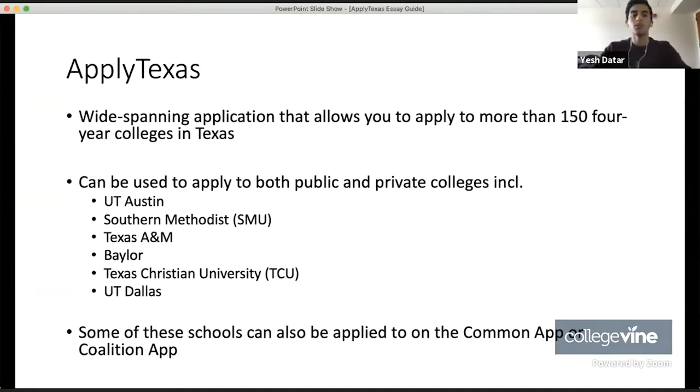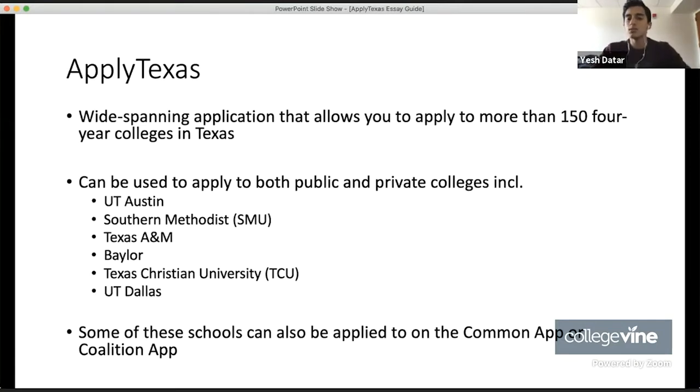So here to break down what ApplyTexas is, it's a wide-spanning application that allows you to apply to more than 150 four-year colleges in Texas. It can be used to apply to both public and private schools, including UT Austin, Southern Methodist, Texas A&M, Baylor, TCU, and UT Dallas. And of course, there's a lot of other ones in here, right?